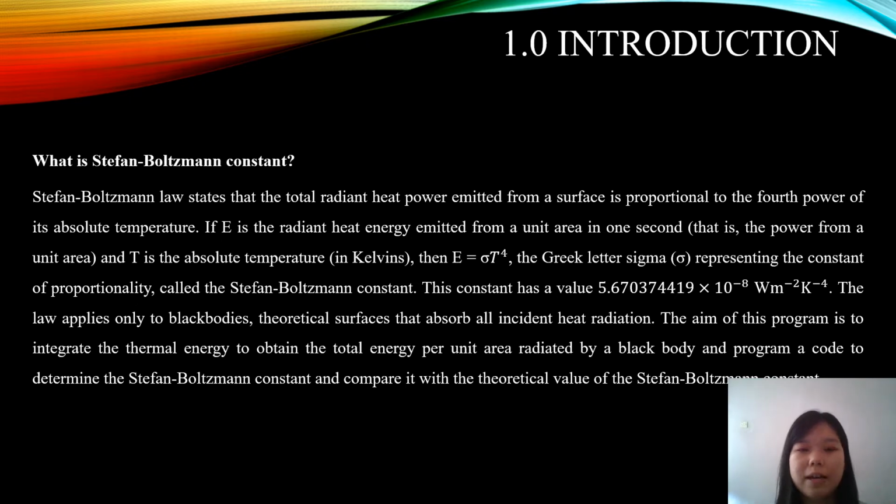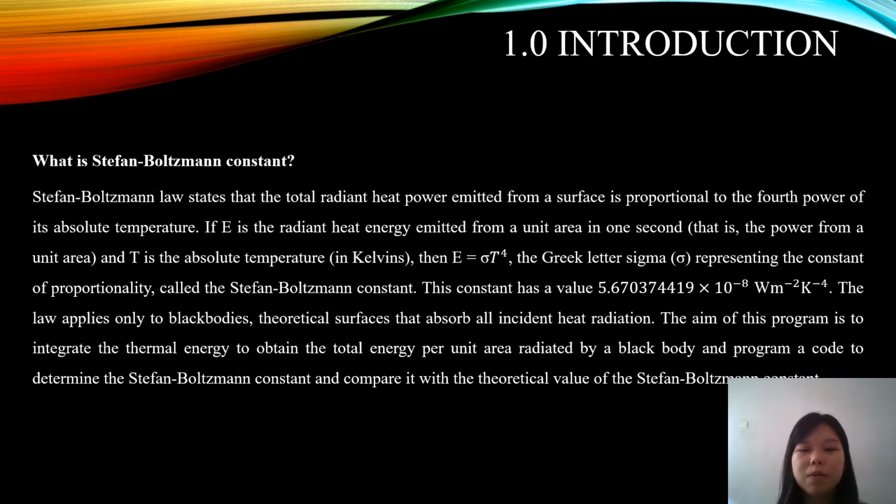The Stefan-Boltzmann law states that the total radiant heat power emitted from a surface is proportional to the fourth power of its absolute temperature in Kelvin, and this can be represented by an equation known as E equals sigma times T to the power of 4, where E is the radiant heat energy emitted from a unit area in 1 second, and T is the absolute temperature in kelvins, where sigma is the Stefan-Boltzmann constant.